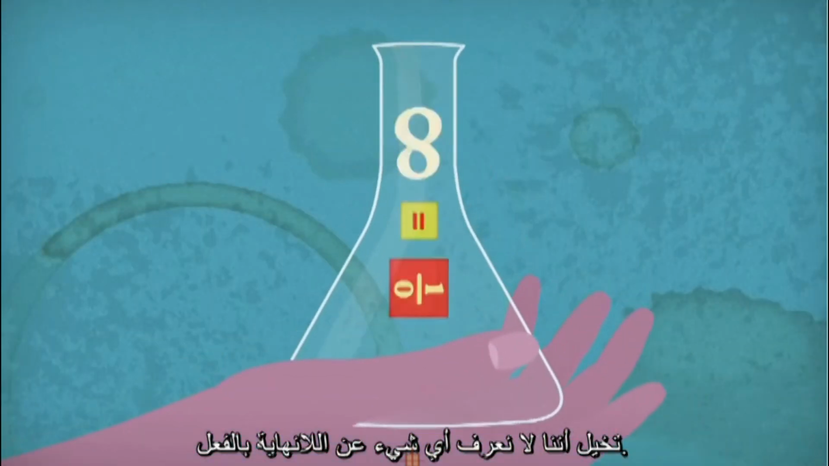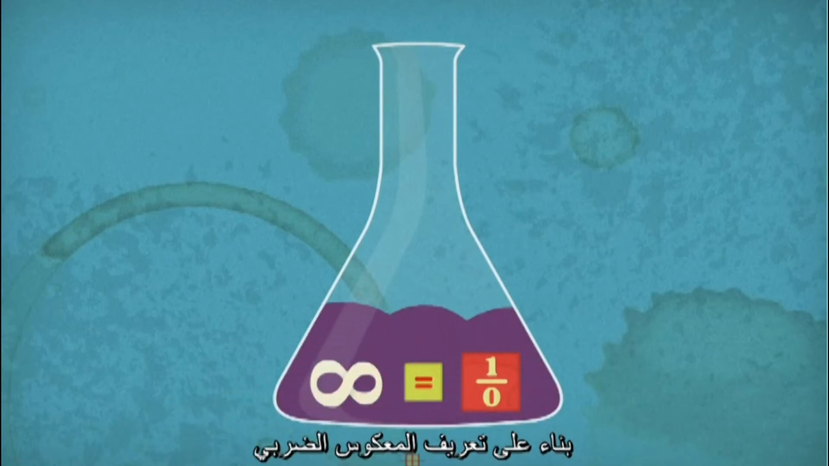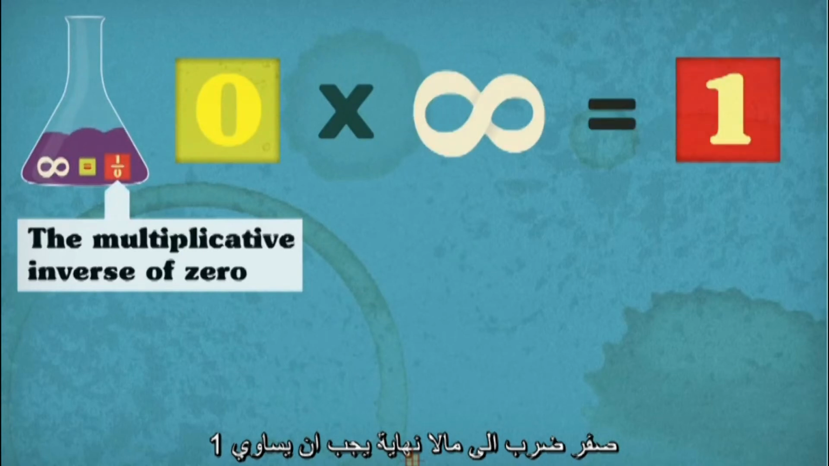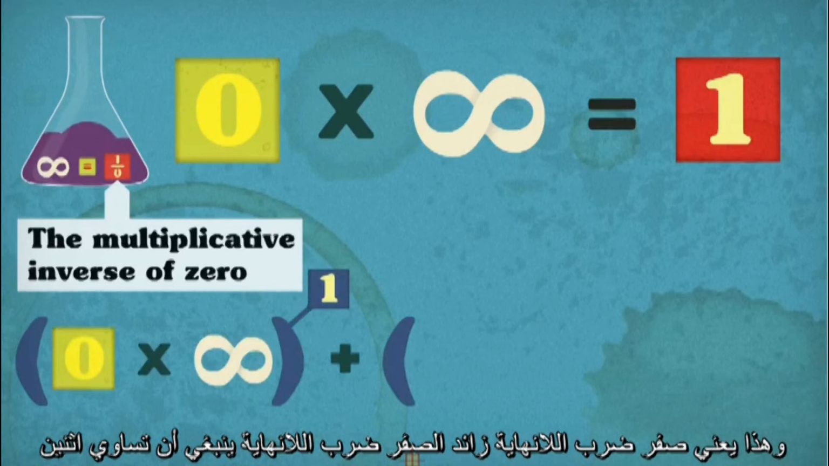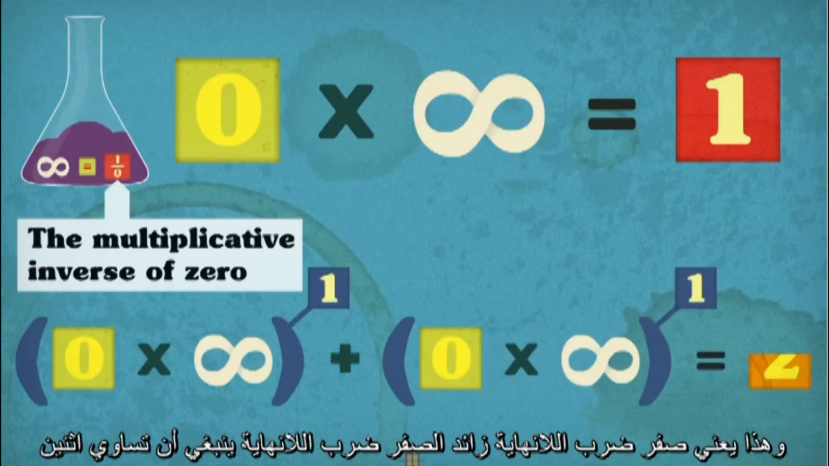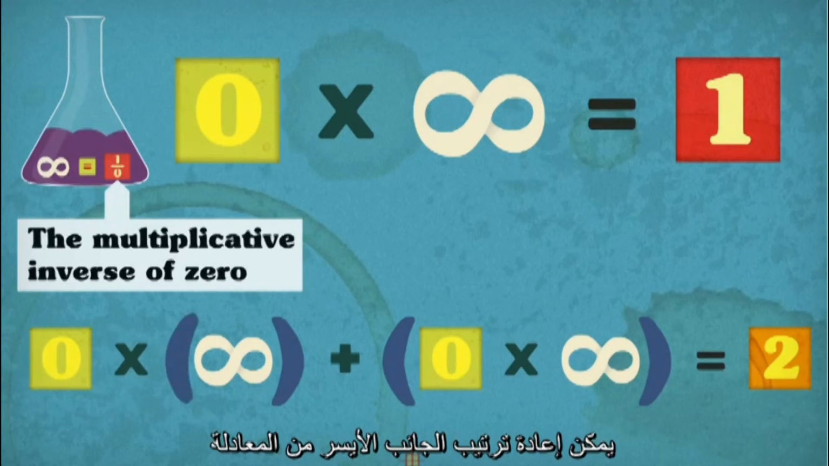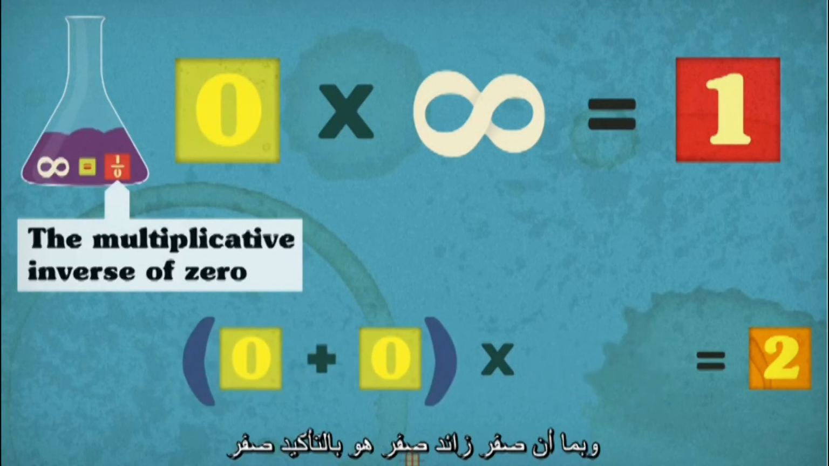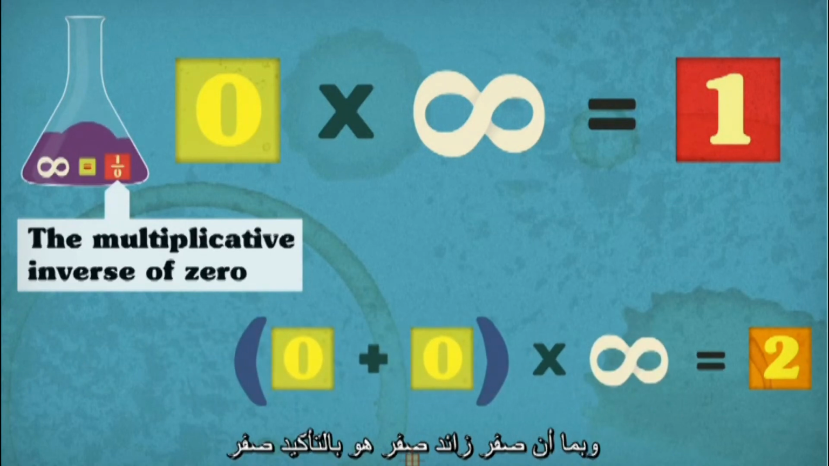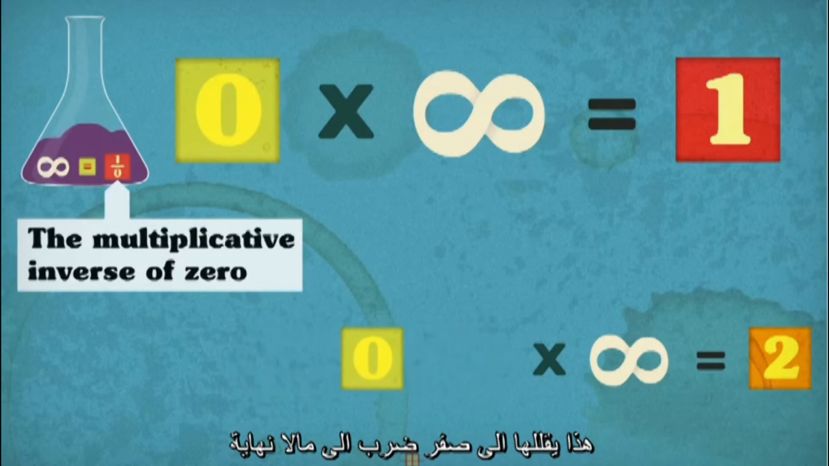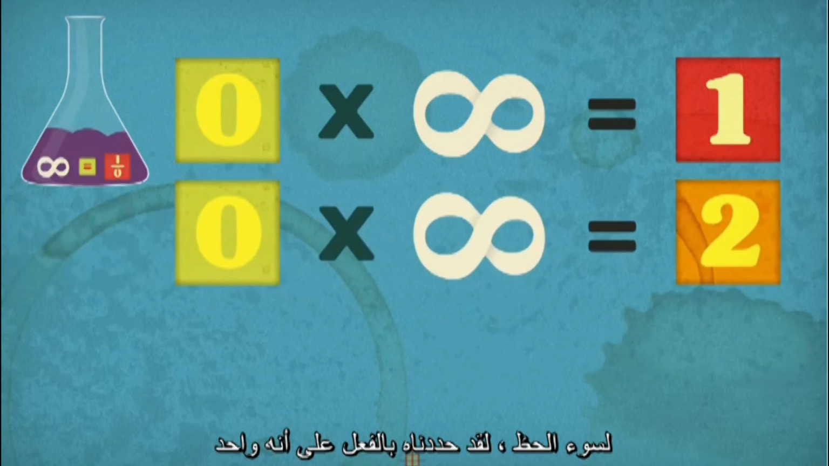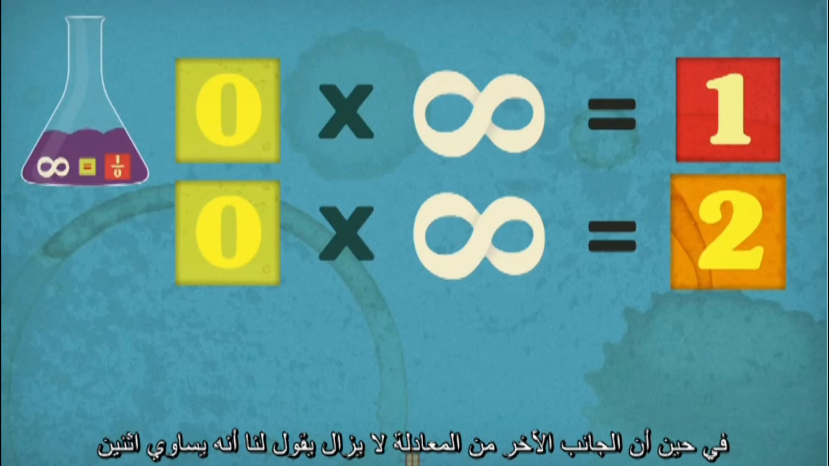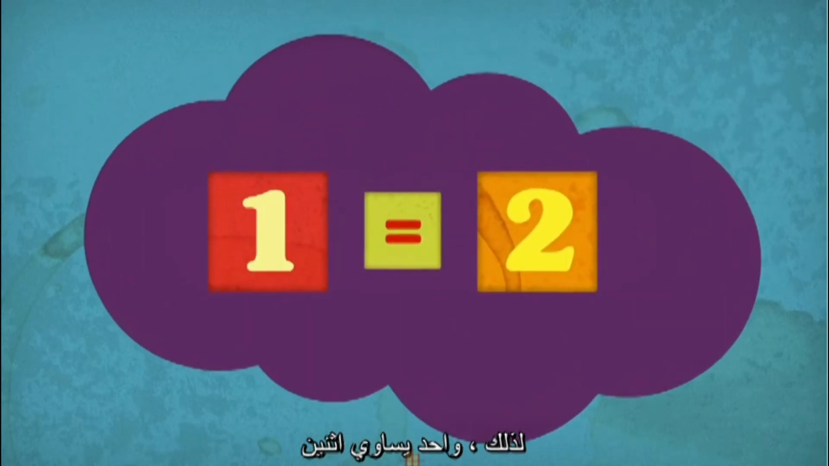Let's try it, imagining we don't know anything about infinity already. Based on the definition of a multiplicative inverse, 0 times infinity must be equal to 1. That means 0 times infinity plus 0 times infinity should equal 2. Now, by the distributive property, the left side of the equation can be rearranged to (0 plus 0) times infinity. And since 0 plus 0 is definitely 0, that reduces down to 0 times infinity. Unfortunately, we've already defined this as equal to 1, while the other side of the equation is still telling us it's equal to 2. So, 1 equals 2.